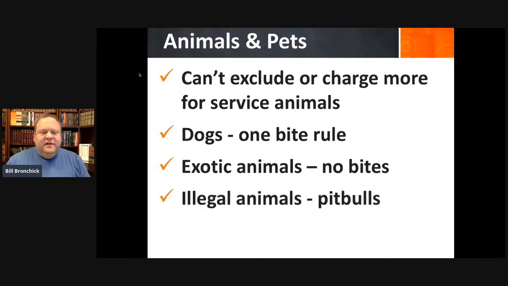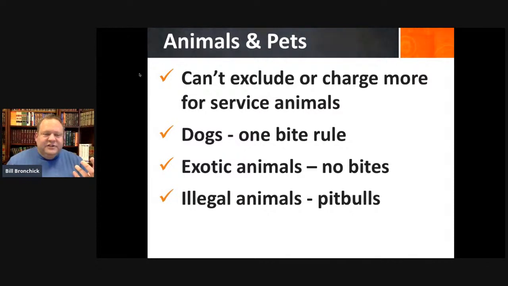And then there's illegal animals. So in the city in which I have a lot of rental properties, there's a ban on pit bulls. Now, whether you're a pit bull fan and tell me, oh, my pit bull's the most wonderful dog in the world, that's all great. But if the city says it's illegal to have a pit bull, you can't allow someone to have a pit bull. Now, what if their service animal's a pit bull? Federal law allows it, and then local code says no. Oh, boy, that's a really tough one. I don't know the answer to that one.